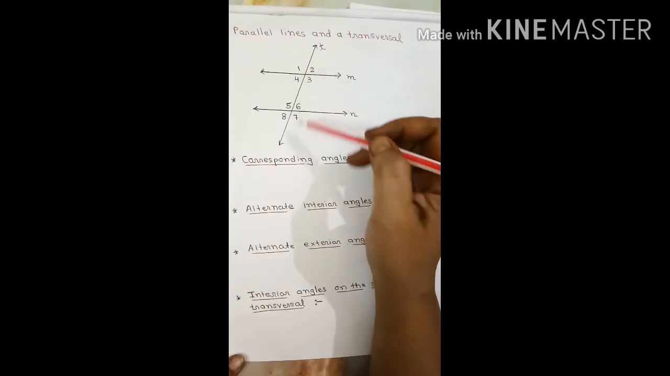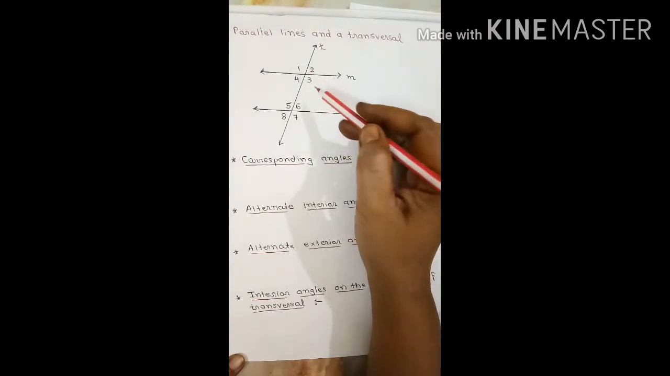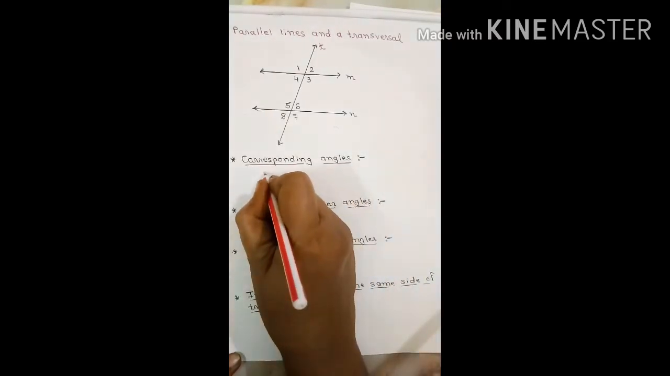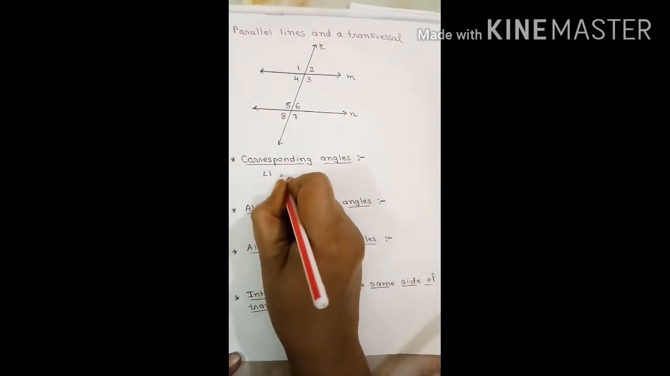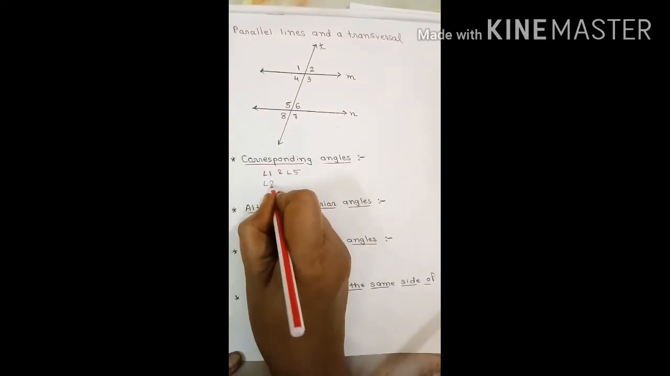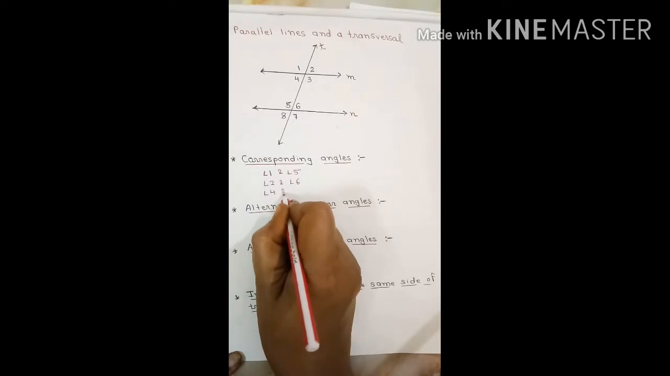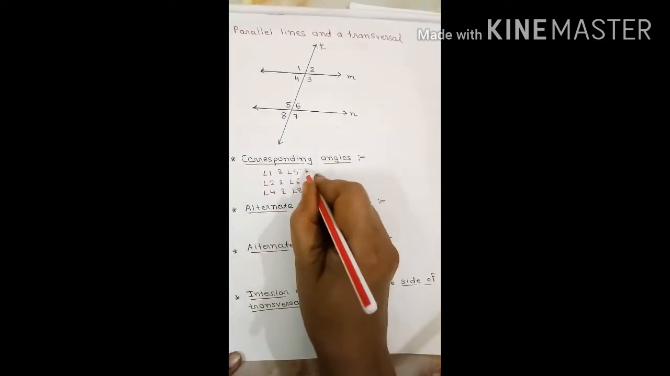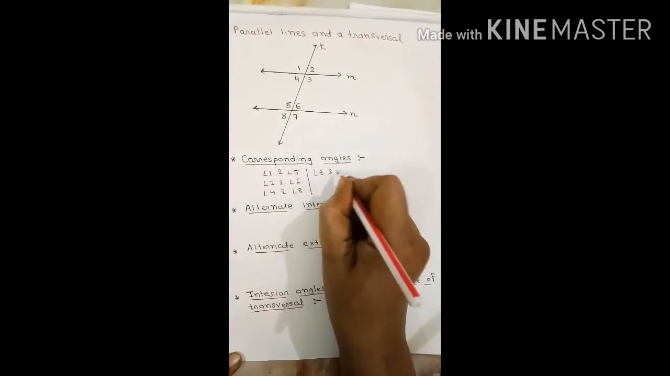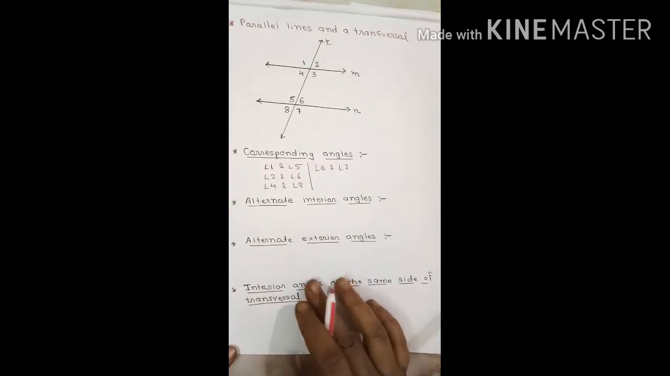So therefore, whenever line T is intersecting M and N, then 4 pairs of corresponding angles are formed. That is, first pair, angle 1 and angle 5. Second pair, angle 2 and angle 6. Third pair, angle 4 and angle 8. And the fourth pair is angle 3 and angle 7. These are corresponding angles. Now one more important thing.